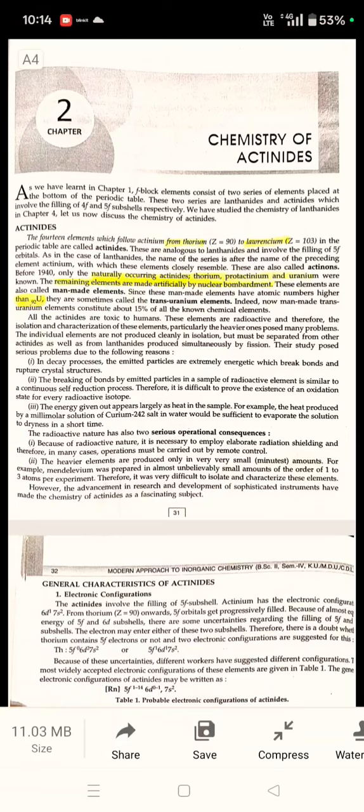First, in the decay process, the emitted particles are extremely energetic, which break bonds and rupture crystal structure. The breaking of bonds by emitted particles in a sample of radioactive element is similar to a continuous self-reduction process. Therefore, it is difficult to prove the existence of an oxidation state for every radioactive isotope. The energy given out appears largely as heat in the sample. For example, the heat produced by a millimolar solution of curium salt in water would be sufficient to evaporate the solution to dryness in a short time.